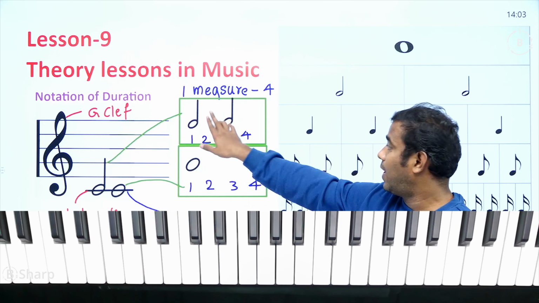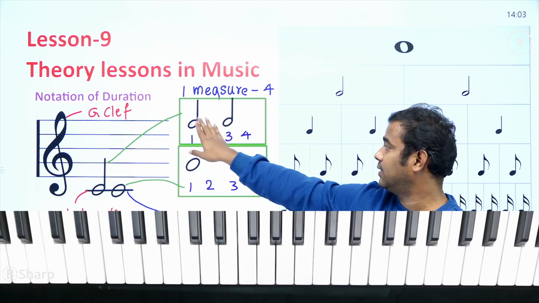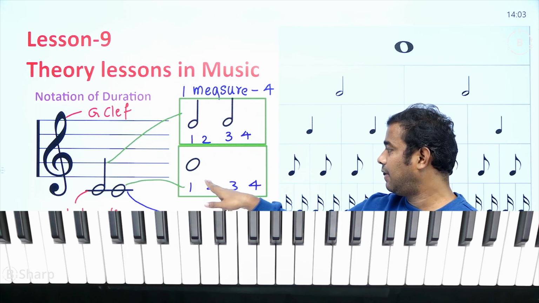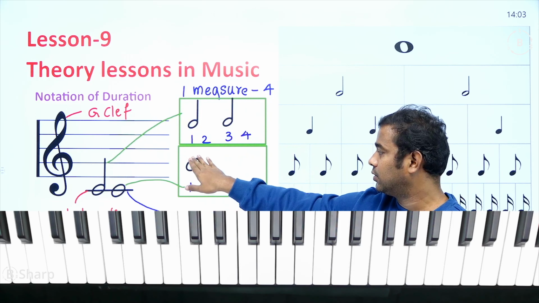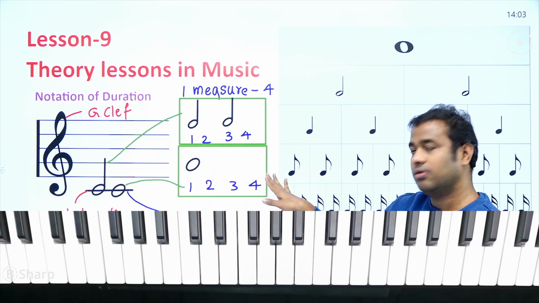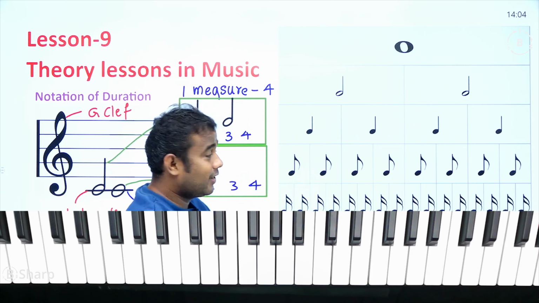1, 2, 3, 4. So I'll be pressing the piano key button here. 1, 2, 3, 4. Otherwise, if I play a whole note here, 1, 2, 3, 4, I'll be pressing it for all the counts. So that's the way we play this one. I hope you got it up to this point.